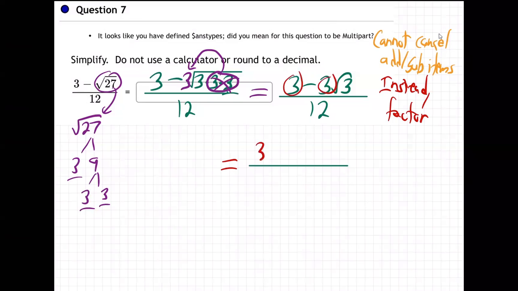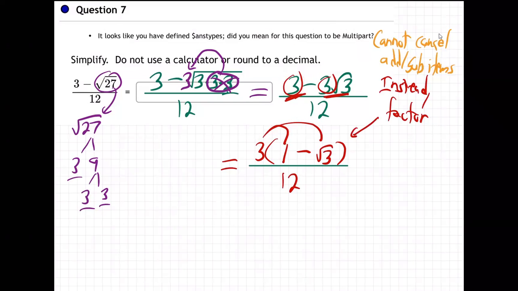These guys have a 3 in common. Take a 3 out, one big parenthesis. 3 times what and 3 times what with a minus in the middle. We'll go back to 3 and 3 root 3. 3 times 1 and 3 times root 3. And the 12 is still in the bottom. Right? I'm not saying anything you don't already know. 3 times 1 will go back to 3. And 3 times root 3 will go back to 3 root 3. I factored out the 3.